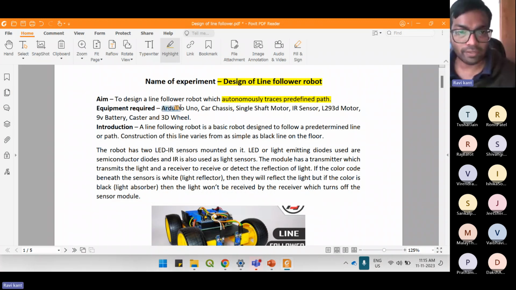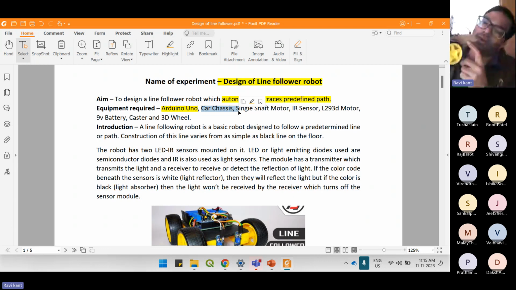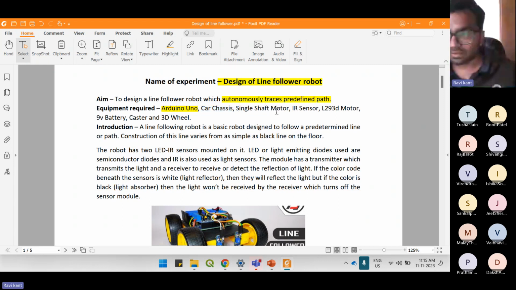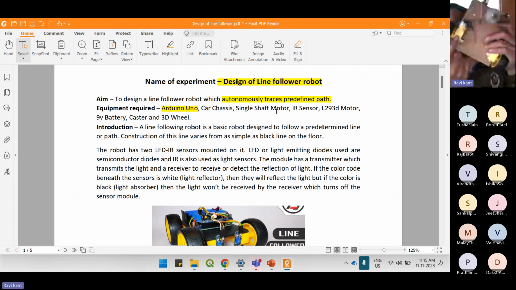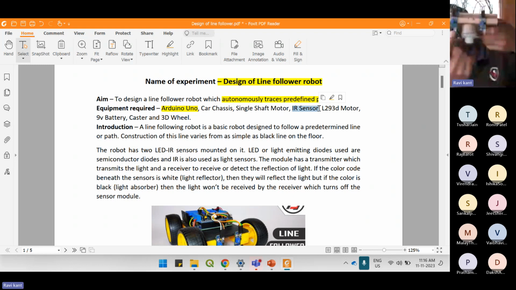So equipment required: Arduino Uno. Hopefully some of you might have known this. Then car chassis. So chassis means the base on which the car is mounted. In this case I have a wooden board, because my daughter broke my laptop's drawer, so I made this from it. I have done this whole thing myself. Then single shaft motor. These are your motors, the yellow ones, and the wheels, and then IR sensors, which are here, and the L293D motor driver.